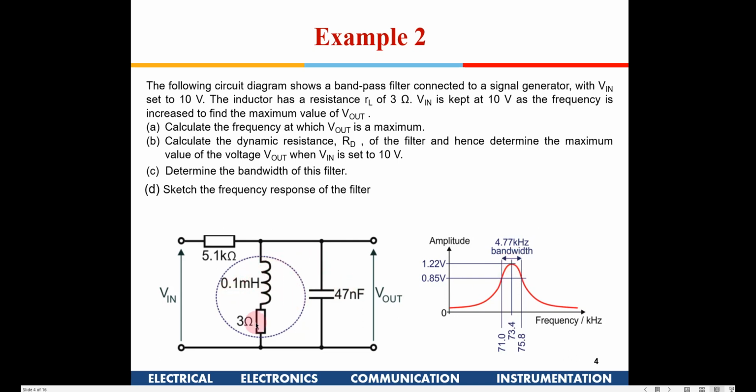At resonance, these three components will be replaced by something known as RD, which we learnt in the theory, which is known as the dynamic resistance. You can use the potential divider rule, with 5.5 K and RD here. So what will be the output voltage? The entire output will not be available here because there is a resistance here. So we can use the potential divider rule to find out what the V out will be at resonance.